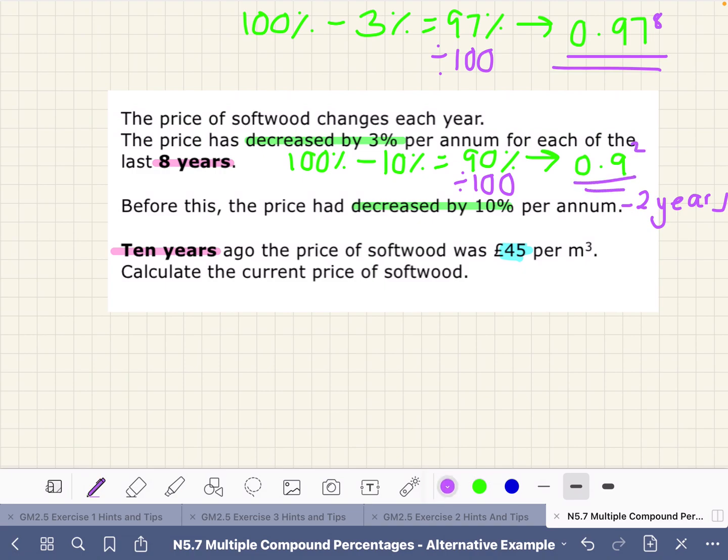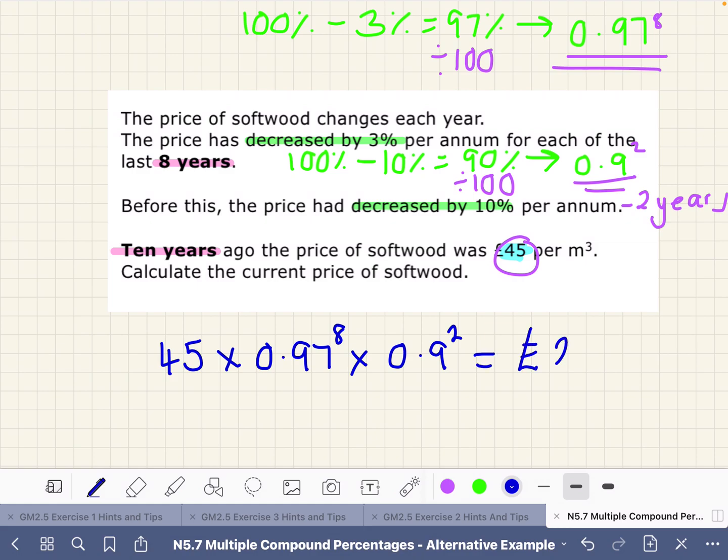We now want to use this along with our £45. So 45 multiplied by our first multiplier up here of 0.97 to the power of 8, multiplied by the next change of 0.9 to the power of 2. Type it in your calculator all in one go, and it gives us a total of £28.57 for the new cost of the wood after the 10 years.